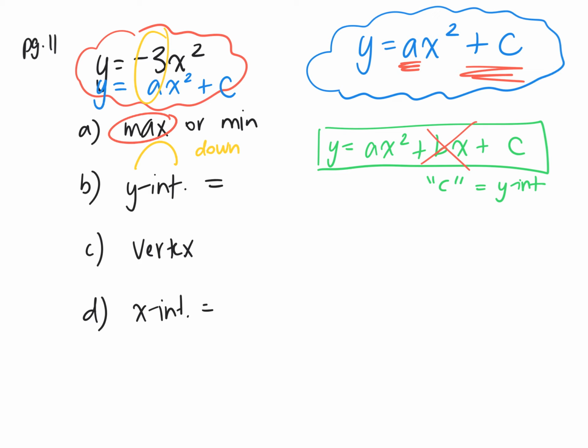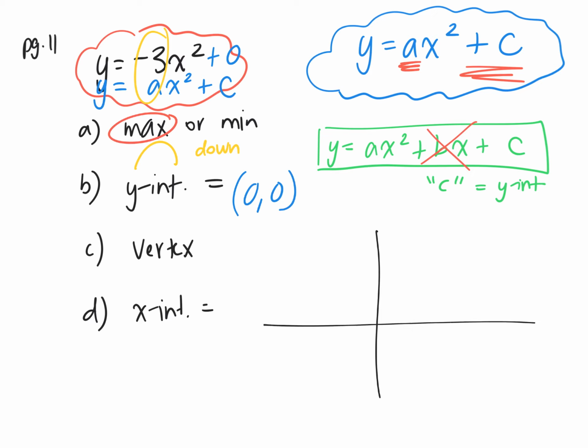Okay. Now in this equation, it's negative 3x squared, so I can technically write plus 0. There's nothing there. So what is the y-intercept? 0, right? Because it's plus nothing. If the y-intercept is 0, 0, where would the vertex be in this example? It's in the form y equals just negative 3x squared. So where's the vertex? It's going to be at 0, 0.